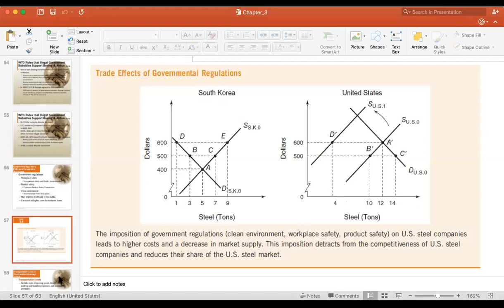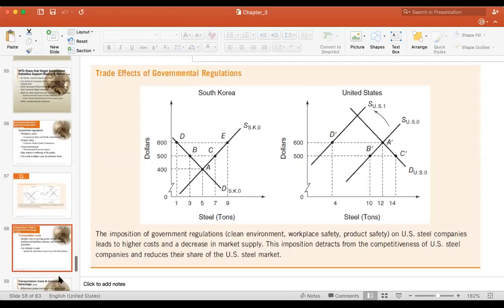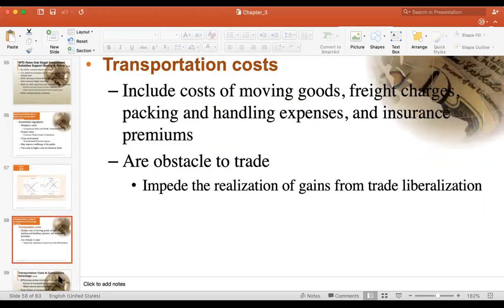Okay, let's keep going. Transportation costs.